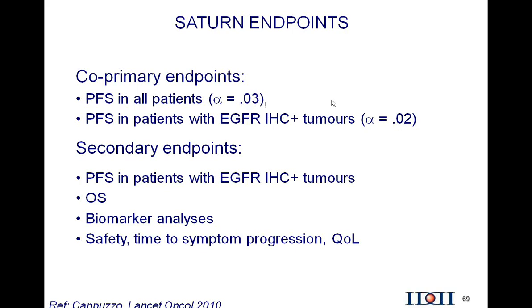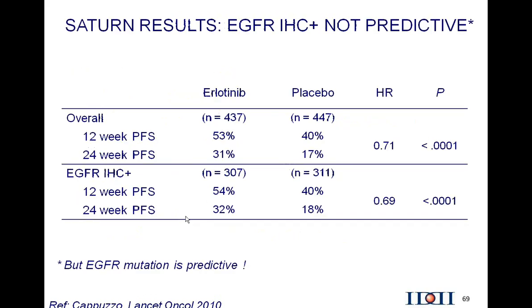You notice here that there was no adjustment for the fact that the two tests are correlated. An alpha level of 2% was spent here, and an alpha level of 3% was spent there. So the sum of these two is still 5%, but obviously this is not an optimal strategy, so it's a conservative strategy. There were secondary endpoints also in this trial as listed here.